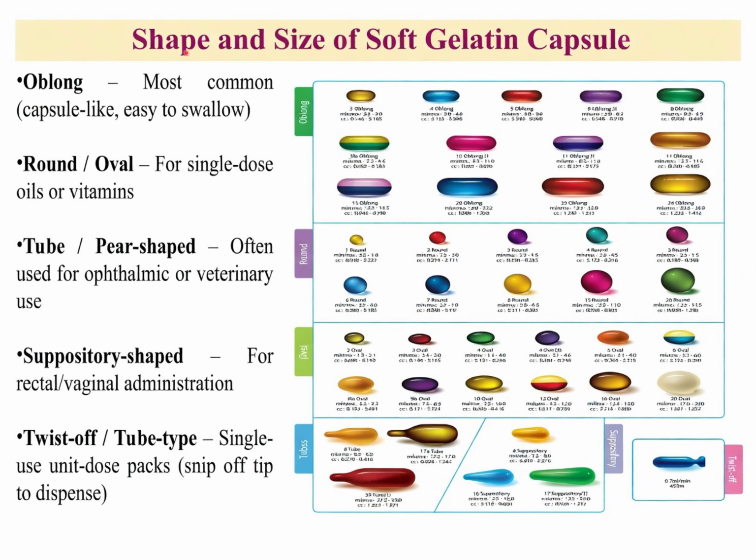So these are the different shapes and sizes of soft gelatin capsule, as we have already seen here. The oblong shape, which is the most common; the round or oval shape for single dose oil or vitamins; the tube or pear shaped, often used for ophthalmic or veterinary use; suppository shaped for rectal or vaginal administration; twist off or tube type shape. So these are the overall size and shape of the soft gelatin capsule. In the picture we can already see that.